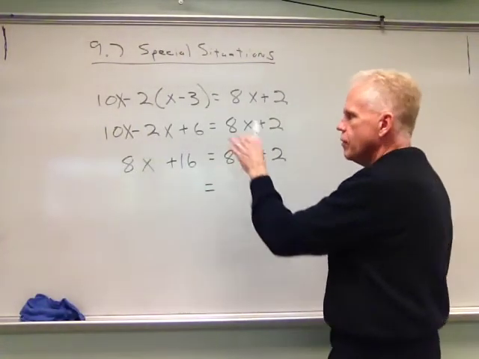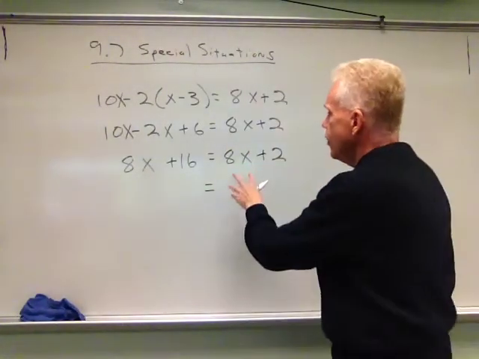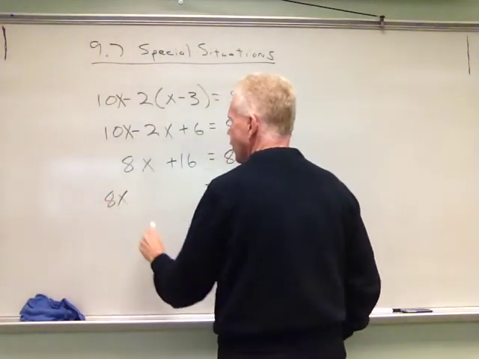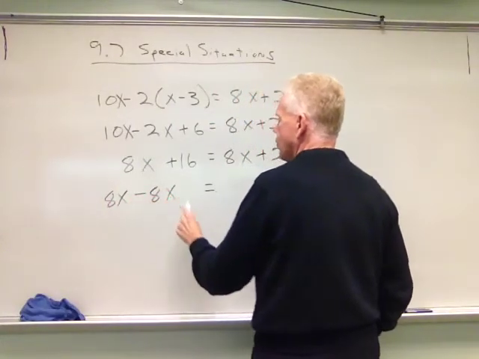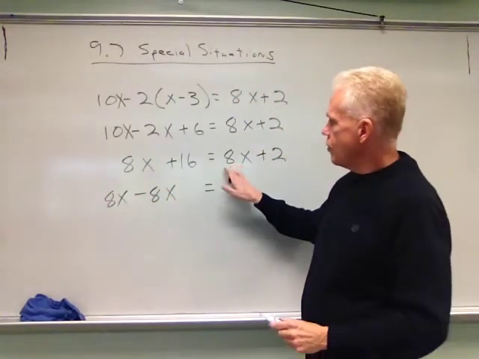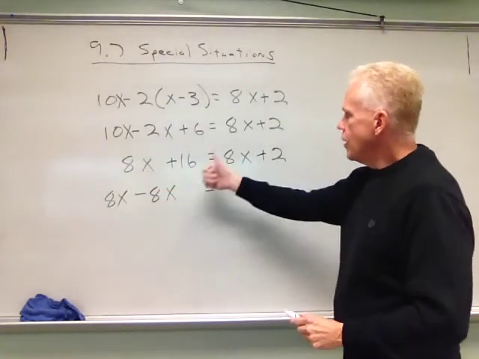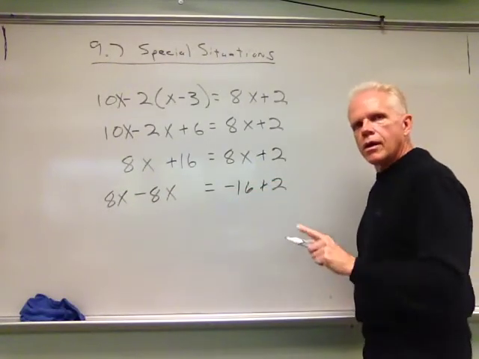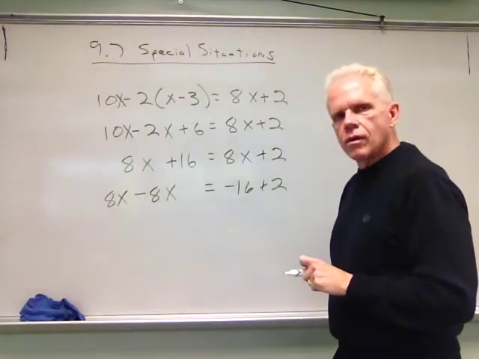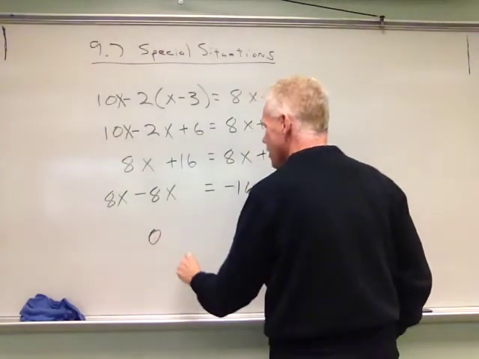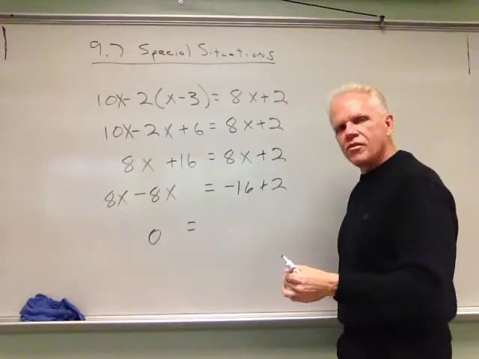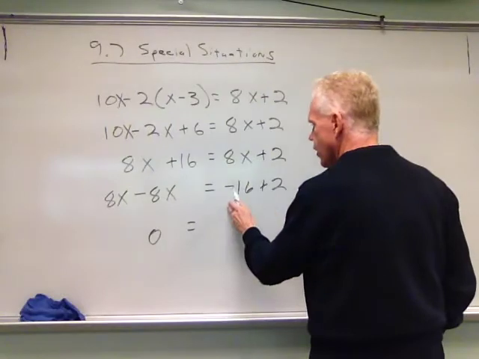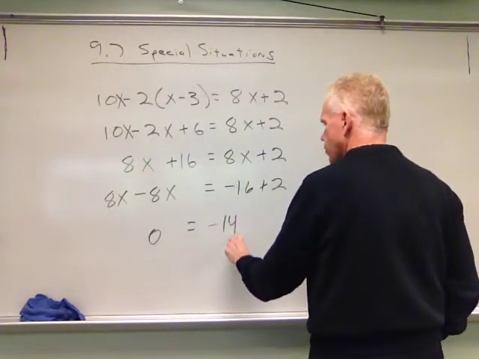My next step after we've simplified is going to be to transpose. So let's transpose this 8x over here with this 8x. And so we'll have 8x minus 8x. When we take this one over, it turns from a positive to a negative. Let's take the 16 over here. It'll be a negative 16 plus 2. Now, what is 8x minus 8x? Of course, it's 0. 8x's minus 8x's, you've got no x's. So it's 0 equals, and over here, we get negative 14.